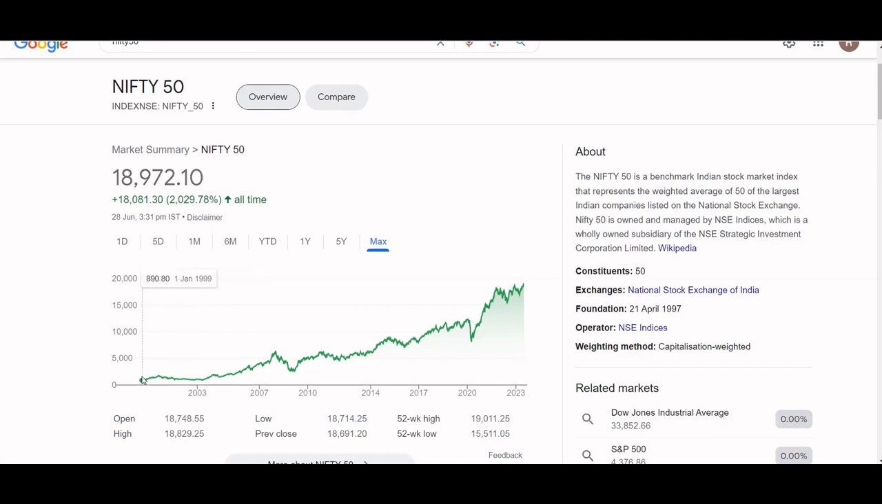It started at the price of 890.80 rupees on 1st January 1999, and from then till date it gave returns of 2029%. So if you are a new beginner, or even if you want to diversify your investments, you can simply enter into one Nifty index fund. That will be a better option because it is going to give you good returns in the longer run, and also you don't need to worry much about the risk you are taking here.